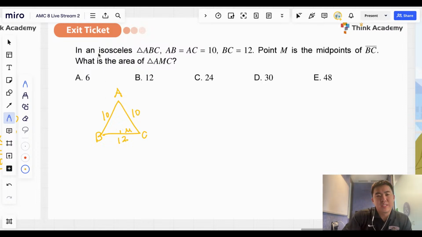So again, we see the keyword isosceles triangle. And since M is the midpoint of BC, if we connect A and M, I should use dashed lines, right? But that should be fine. If we connect A and M, this will also be the height of the triangle ABC, which means that AM is perpendicular to BC. Now, after knowing that, the rest of the steps should be straightforward.